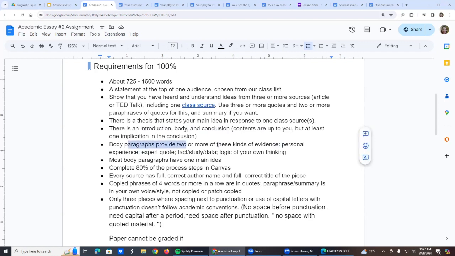Body paragraphs provide 2 or more kinds of evidence. Did you give a personal experience example? Did you quote an expert? Did you give one fact or study or data? Did you give one paragraph explaining your own logic? So things that I can mark yes, no. So you could riff off of this if you want and say, how could I turn my rubric into a checklist? Well, I'm just not judging the quality.